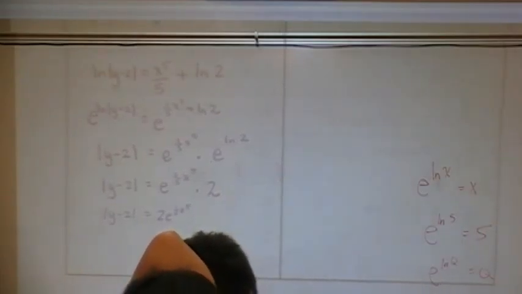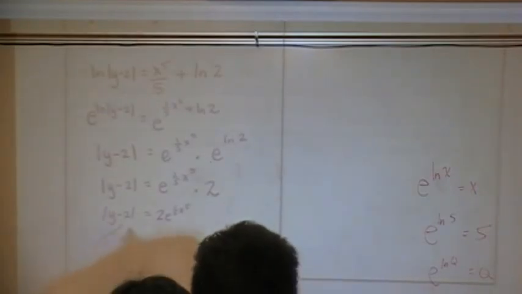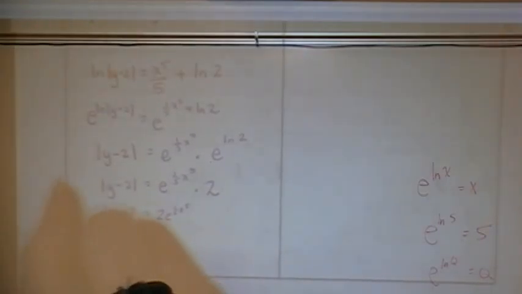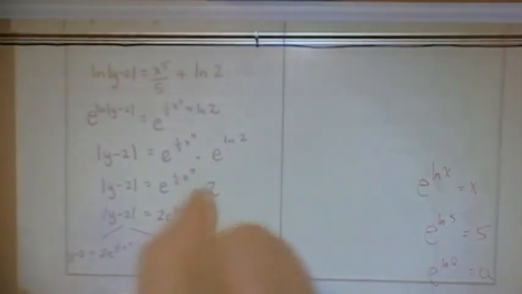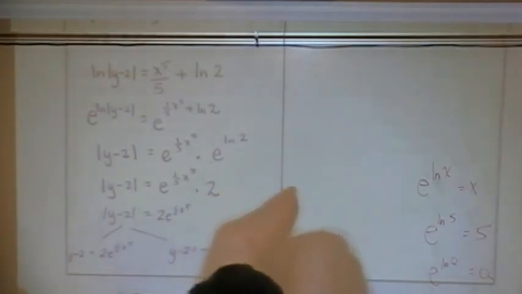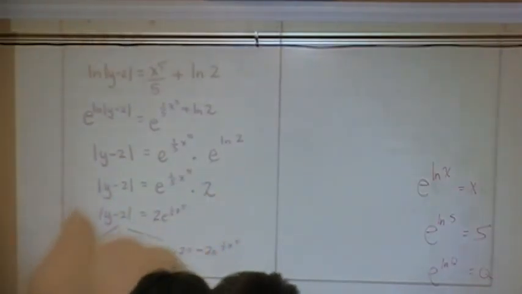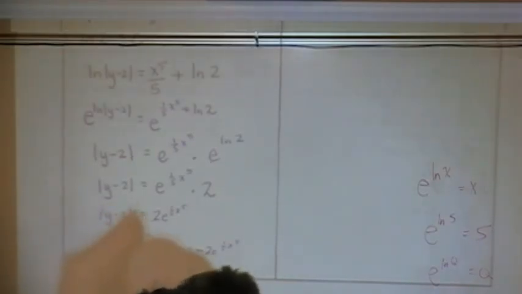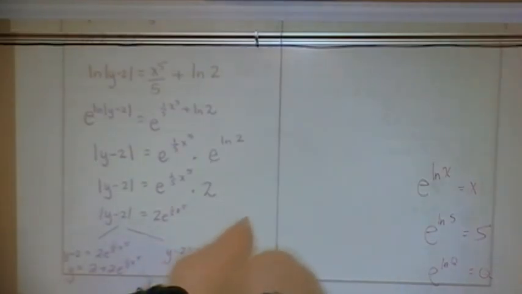Okay, now you have to remember absolute value equation. There's 2 answers. We split it into 2 problems. The first one looks just like the original with no absolute value signs. Y minus 2 equals 2e to the 1/5 x to the 5th. And the other one, you make negative. So y minus 2 equals negative 2e to the 1/5 x to the 5th. And then I'm going to add 2 to both sides. So I get y equals 2 plus 2e to the 1/5 x to the 5th, and y equals 2 minus 2e to the 1/5 x to the 5th.